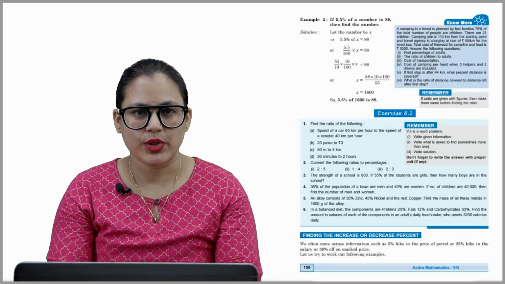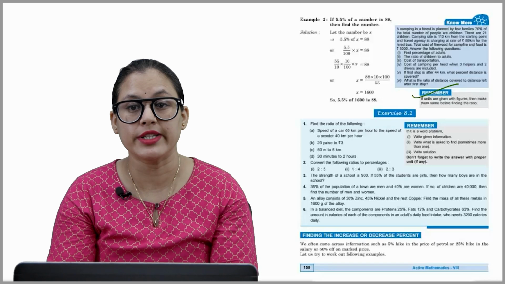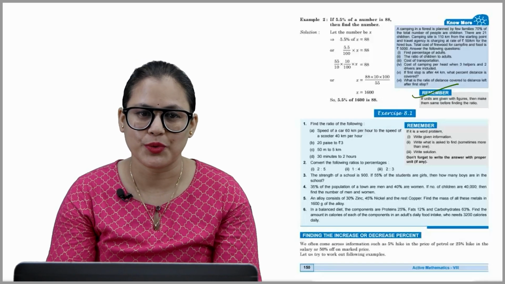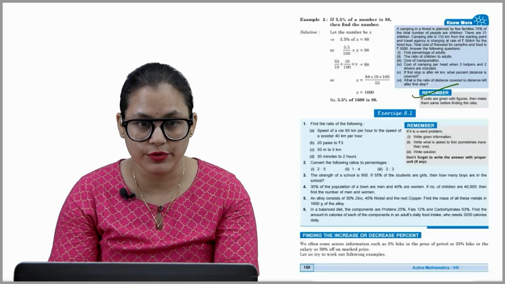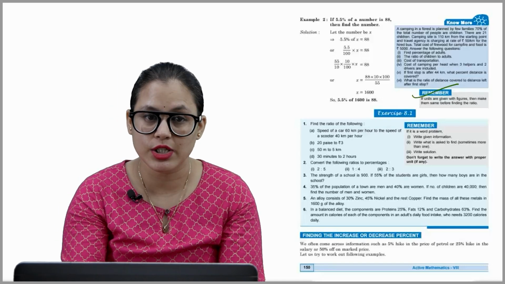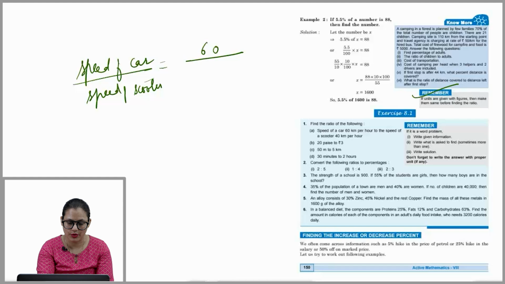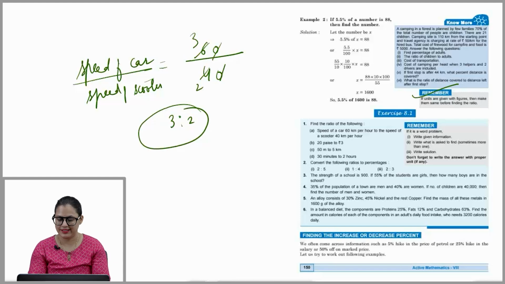Let's do exercise 8.1. But before doing the exercise, remember, if units are given with figures, then make them the same before finding the ratio. So the first question is, find the ratio of the following: speed of a car 60 km per hour to the speed of a scooter, which is given as 40 km per hour. Speed of car upon speed of scooter. Speed of car is 60 km per hour and 40. 0 goes, 3 by 2. So 3 is to 2 is the ratio, right?